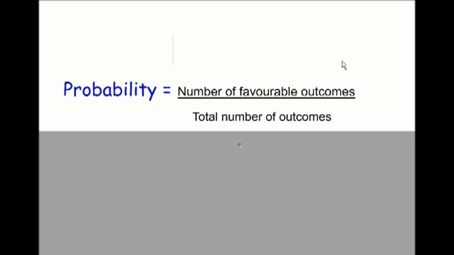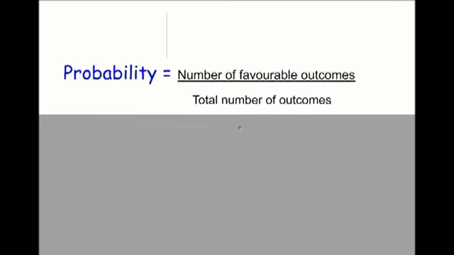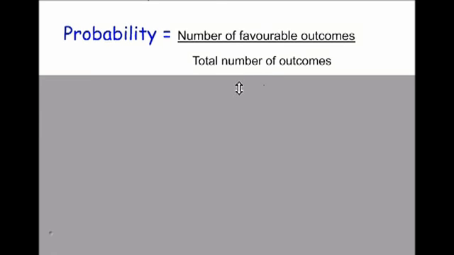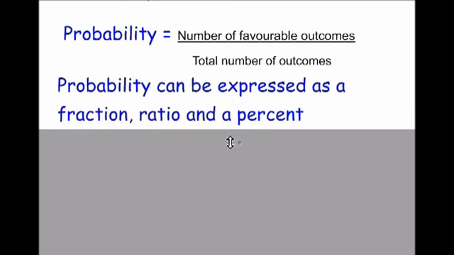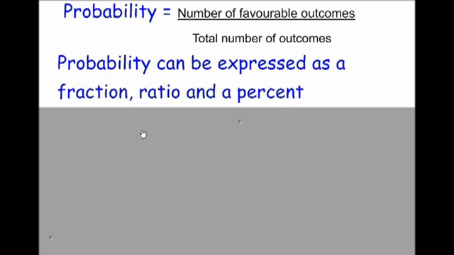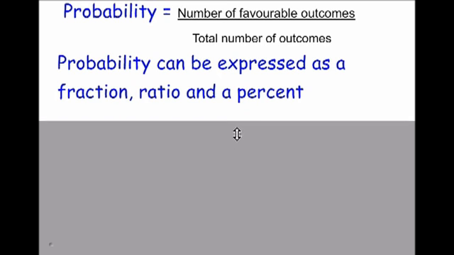And the definition of this is written out here, and as you can see, we have it written as a fraction. It's the number of favorable outcomes, or what you want, over the total number of outcomes. And we have it written as a fraction here, but probability can be expressed as a fraction, a ratio, or as a percent. I'm going to go through an example here now with you, hopefully an easy example for everybody to see.